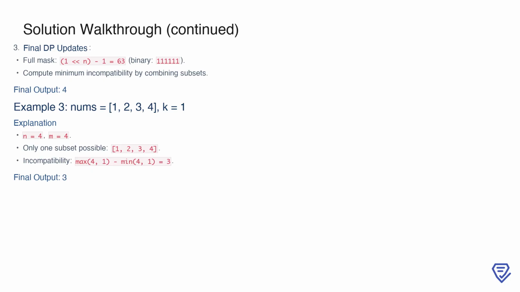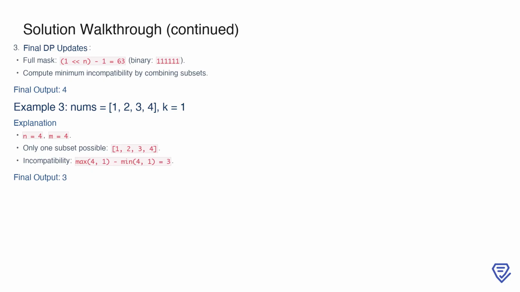Finally, consider an example where nums equals 1, 2, 3, 4, and k equals 1. Here, the entire array forms a single subset, as m equals n // k equals 4. The incompatibility for this subset is max 4, 1, min 4, 1 equals 3, so the output is 3. This demonstrates how the approach handles different cases by leveraging the dynamic programming table and bitmasking to efficiently compute the minimum incompatibility.